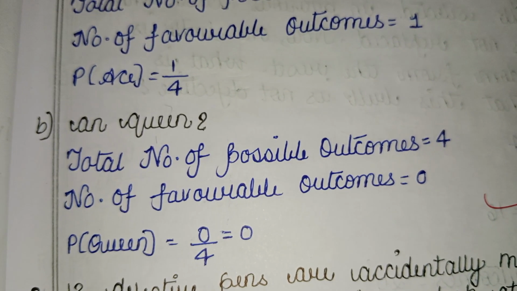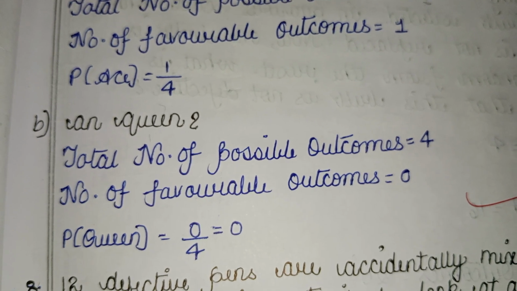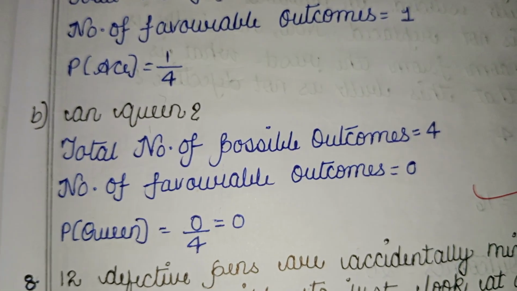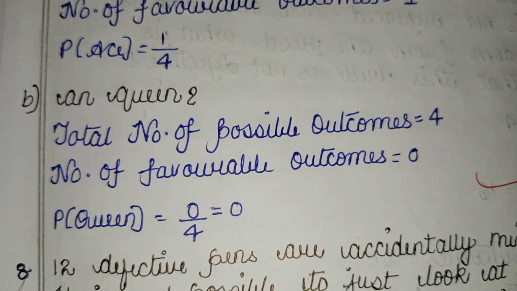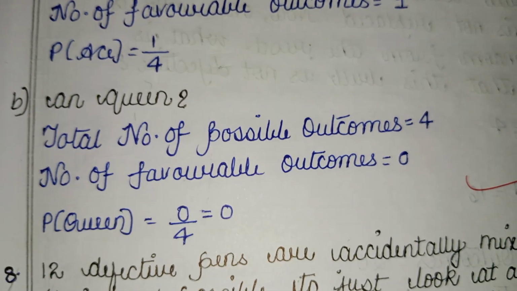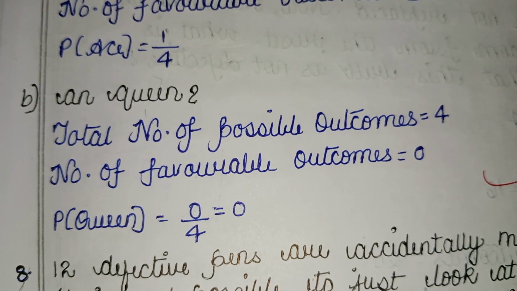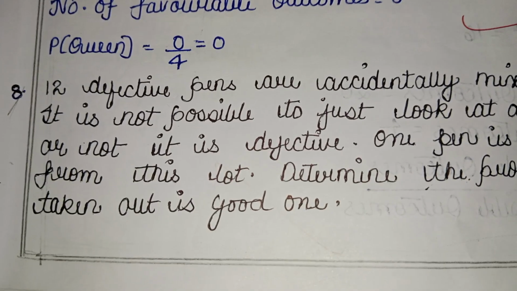Next question: a queen. So already queen is taken and put away from the cards, removed from the cards. Now there is no queen among the 4 cards. So total number of possible outcomes is equal to 4. Number of favorable outcomes is 0, an impossible event. Probability of queen is equal to 0 by 4, that is equal to 0.